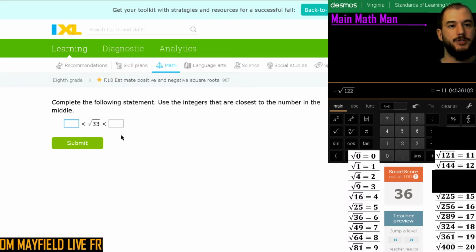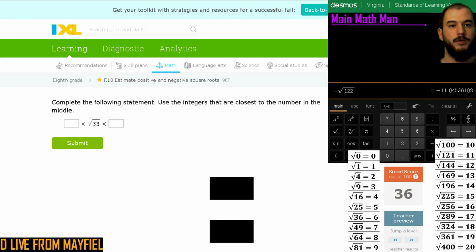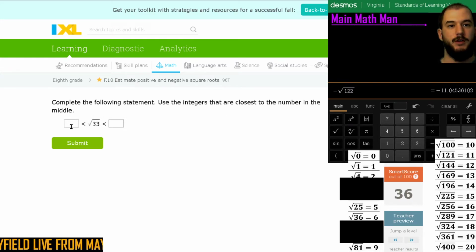So again, make sure you're saying that these two values, whatever two numbers you put in here, have to be consecutive integers. So they have to be one after the other. So I'm going to say, all right, where is the square root of 36? Well, that's between the square root of 25 and 36, which is going to be 5 and 6.